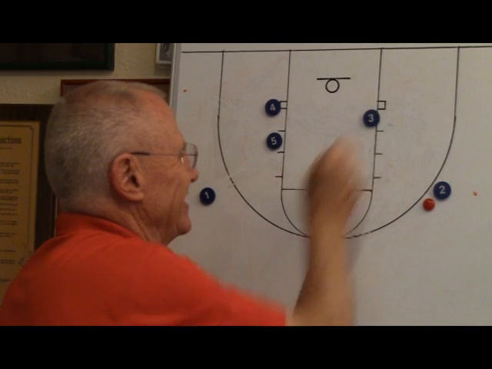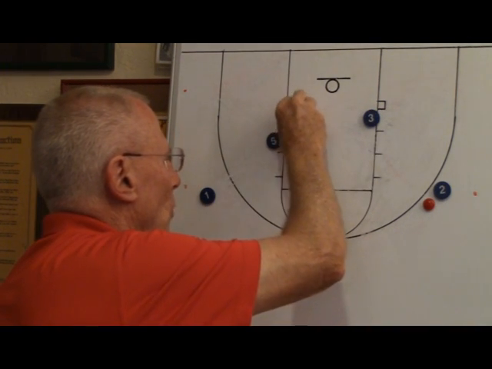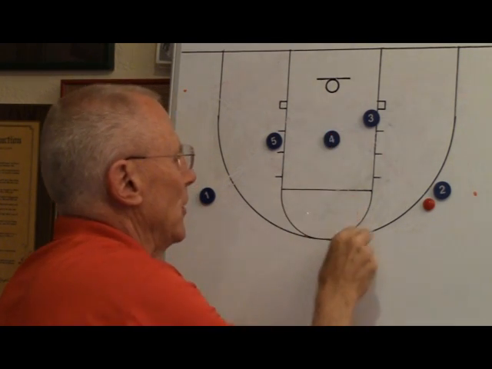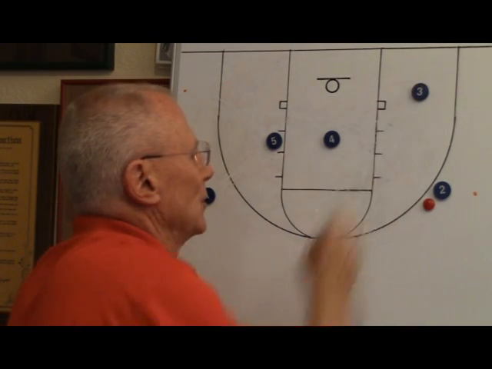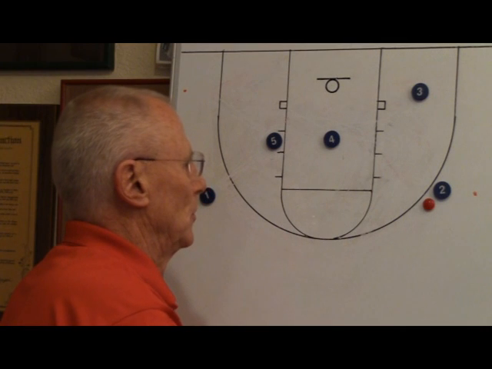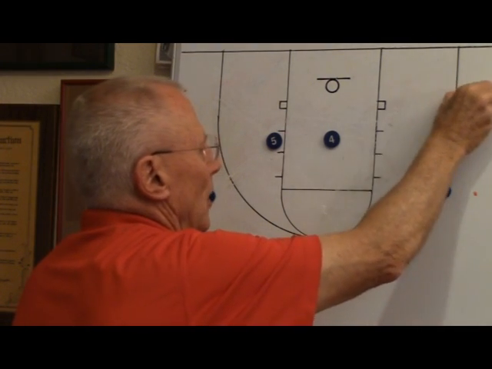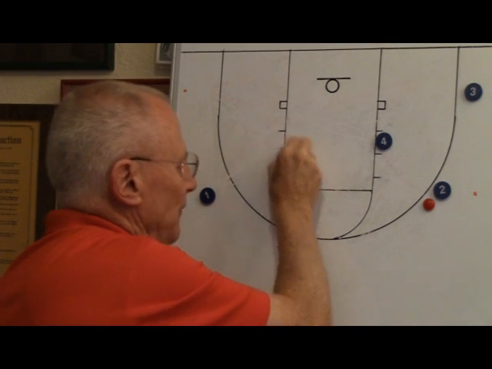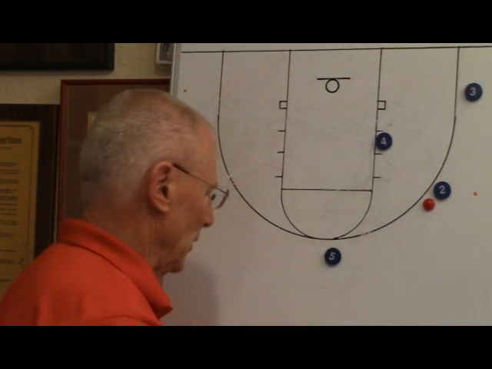When 3 hits the edge of the lane, that triggers 4 to start a cut toward the mid-post area. 3 exits and pauses at the short corner for a possibility. If not, continues on to here. 4 continues on, and when 4 hits this lane line, that's 5's cue to come up into this position.